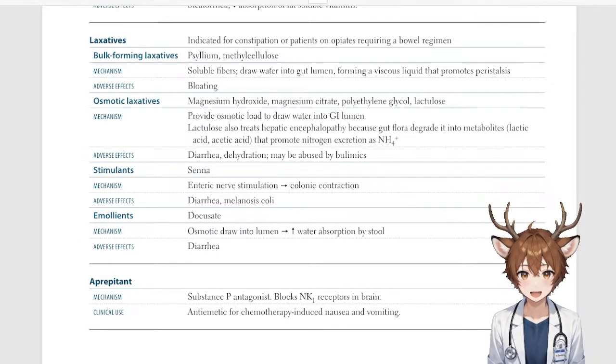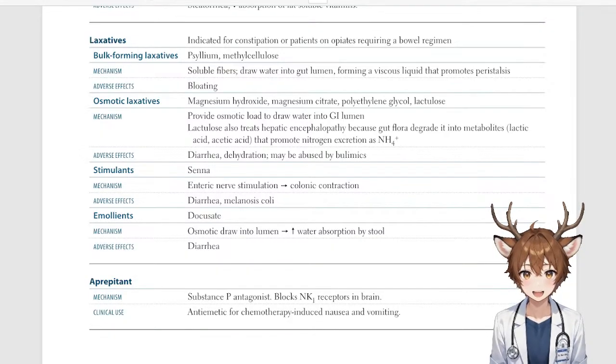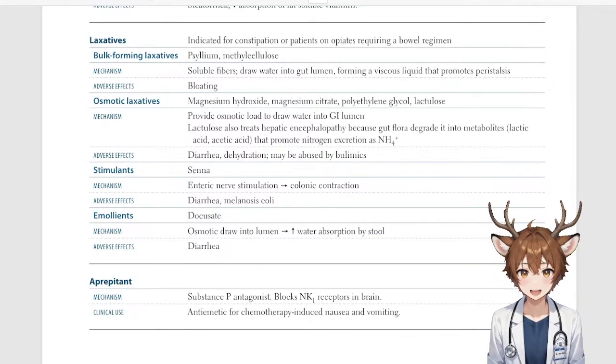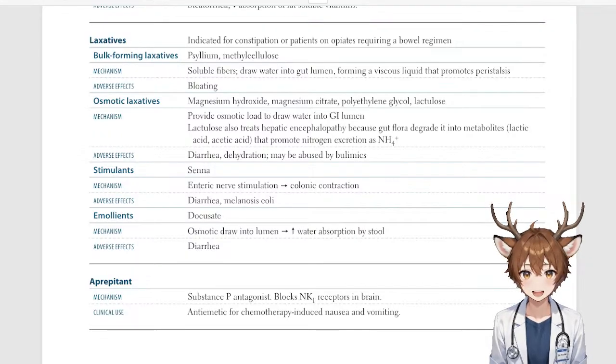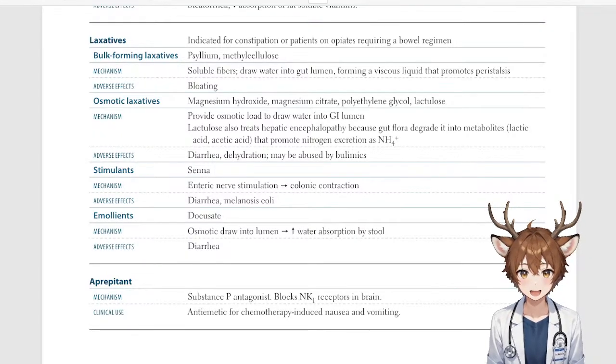So bulk-forming laxatives, methylcellulose and psyllium. These are soluble fibers that draw water into the gut lumen, forming a viscous liquid that promotes peristalsis, but they can cause bloating.